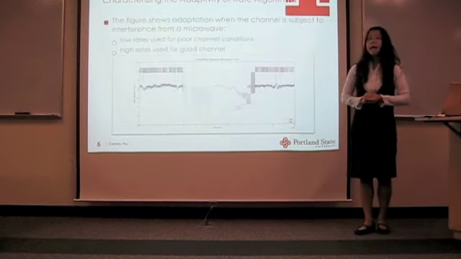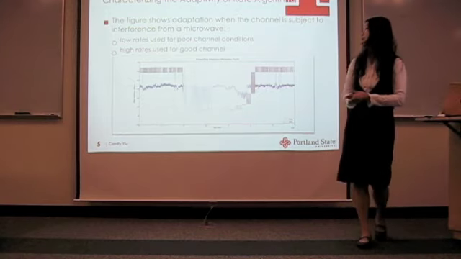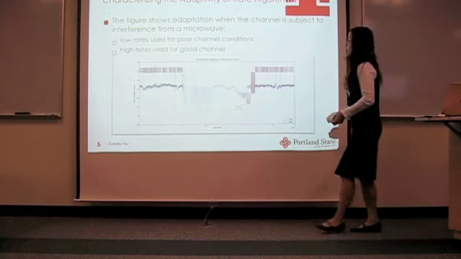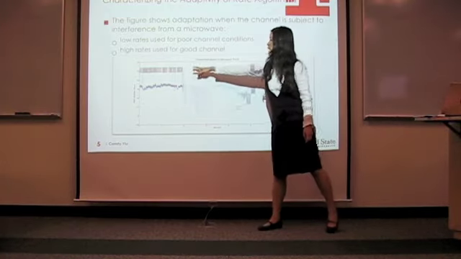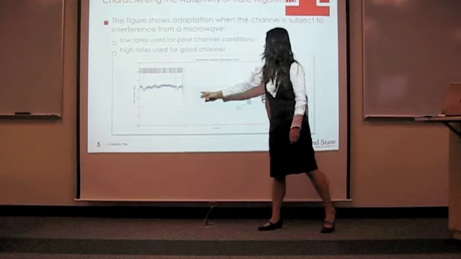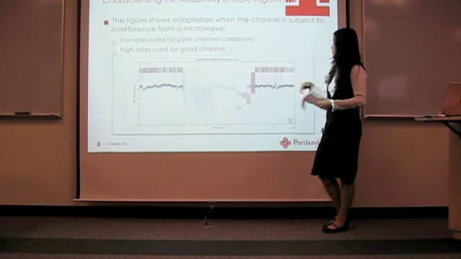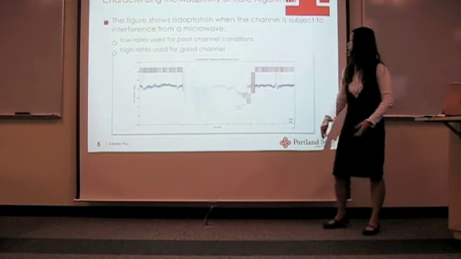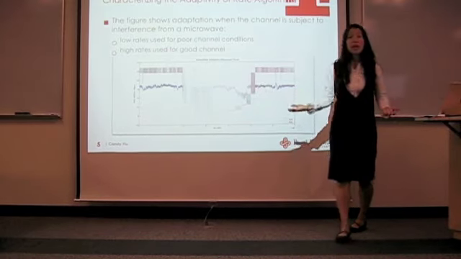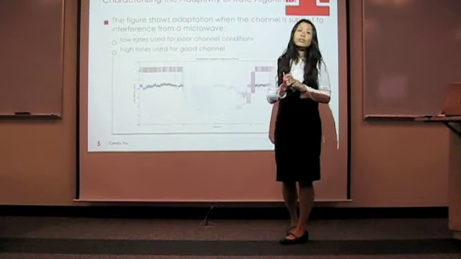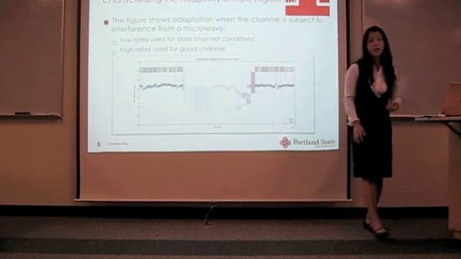And this is another example, when we turn on the microwave to interfere with the channel. This figure shows that the rate algorithm starts dropping packets while the microwave is interfering, and as the channel becomes better, the rate algorithm starts adapting to a higher rate. So in general, a low rate is used in poor channel conditions, and a high rate is used for good channel conditions.